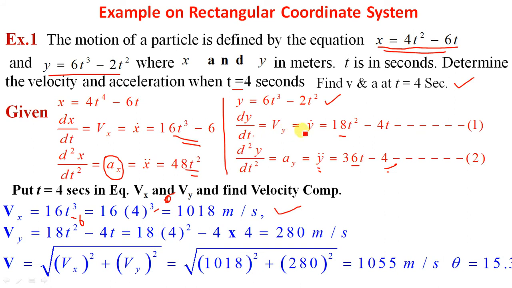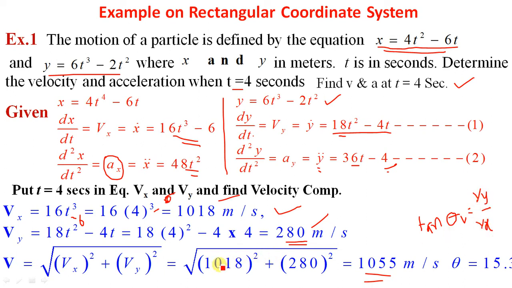Now we have to find out Vy. Vy is 16t square minus 4t. Substitute t is equal to 4. So you will get 280 meter per second. Now this is Vx and this is your Vy. In order to find out V, take the under root of Vx square plus Vy square. Substituting the values, you will get the value of total V 1055 meter per second, and theta, we know that tan of theta is equal to Vy upon Vx.